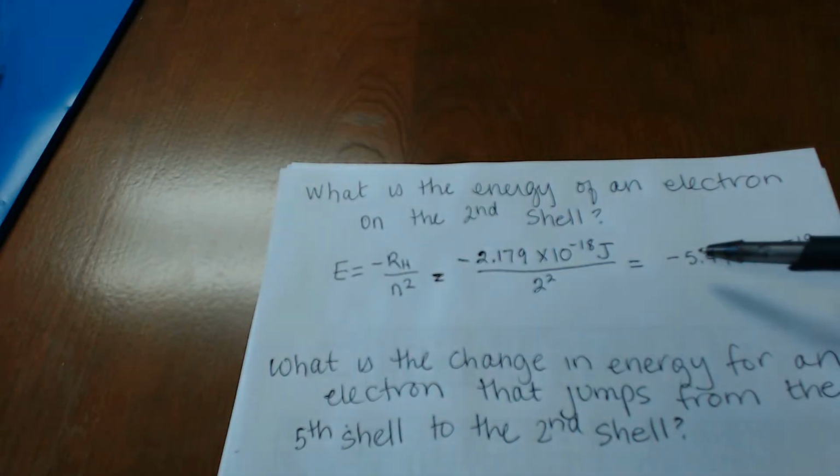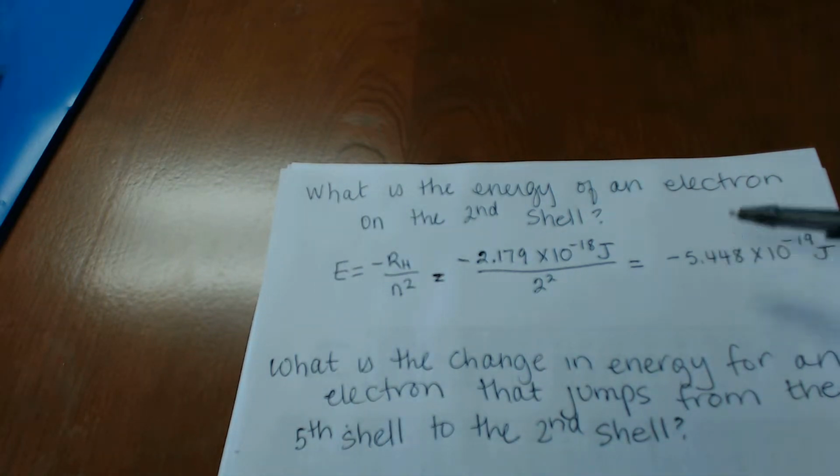It is negative, and you may remember from the lecture that actually all energies are negative, and the less negative it becomes, the closer to being out of the atom it is. So 0 is when the electron is totally removed.